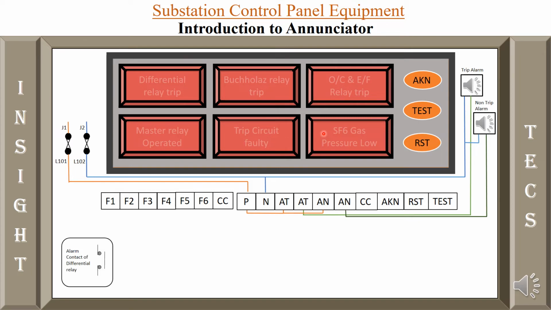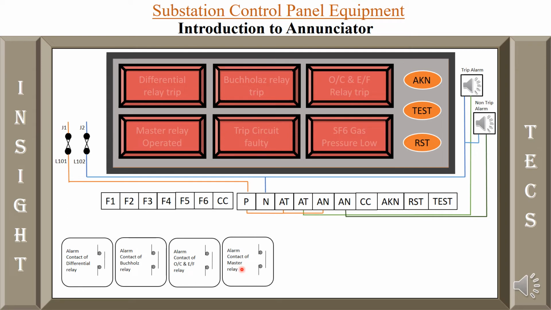For differential relay trip, an alarm contact of the differential relay is used. One contact of the differential relay is used. Similarly for Bucholz relay, another contact will be used. Then there is a contact of the overcurrent earth fault relay, a contact of the master relay, a contact of the trip circuit supervision relay, and finally a contact of the breaker density monitor. These are all single contacts of each individual relay. So how they are all connected to the annunciator, let us now see that.